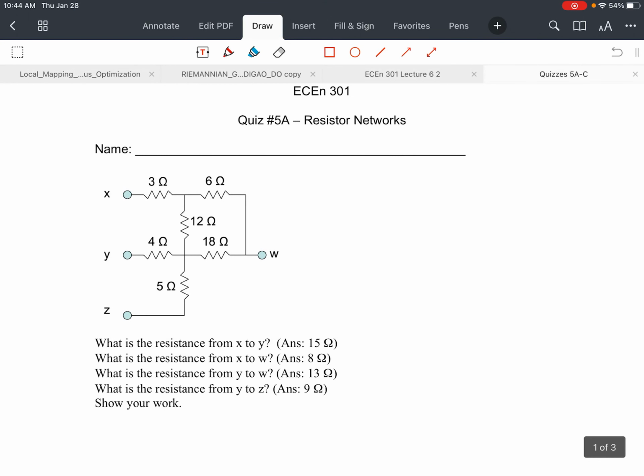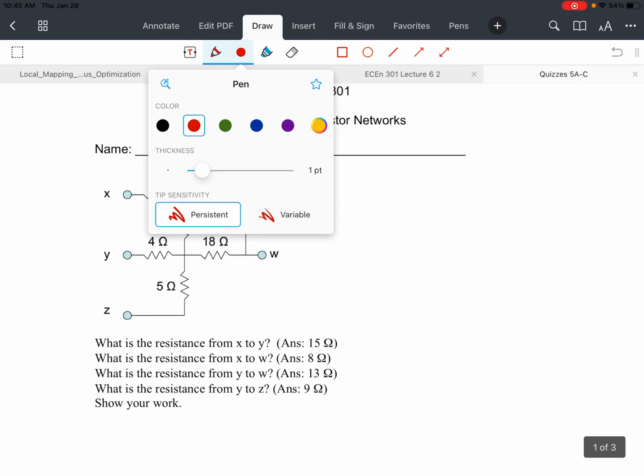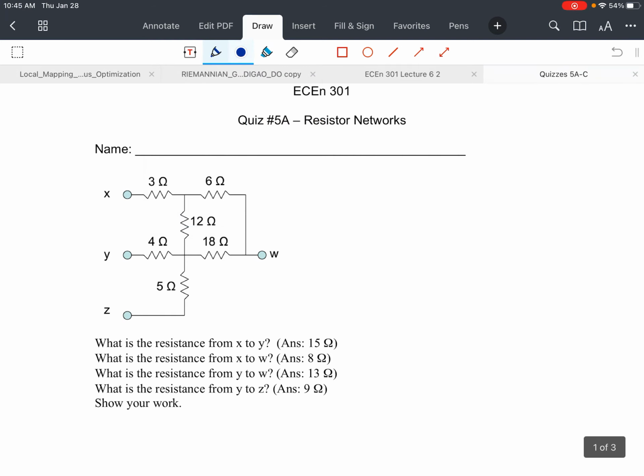Okay, this is quiz 5A, and the idea is that we want to find the resistance. For the first question, what is the resistance from X to Y? In other words, can we simplify this network so that if a current goes in here and out there, there is an equivalent resistance, as if it had gone in X, through an equivalent resistance like this, and then come out Y.